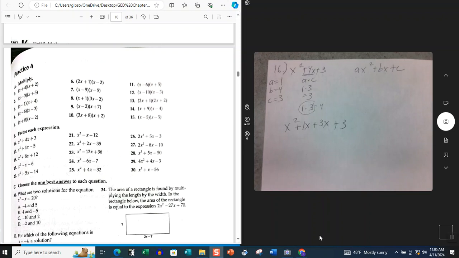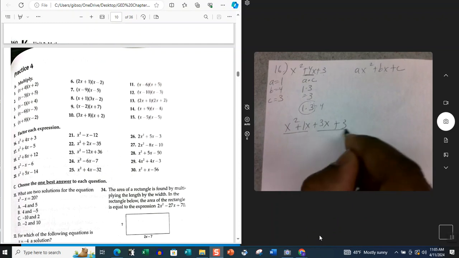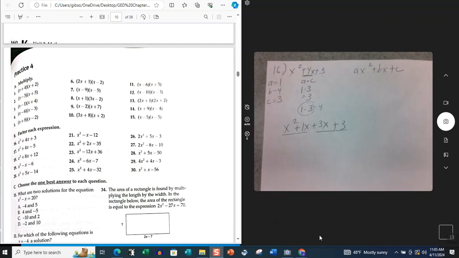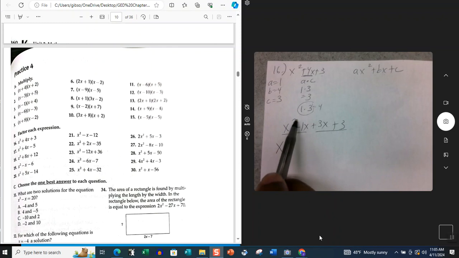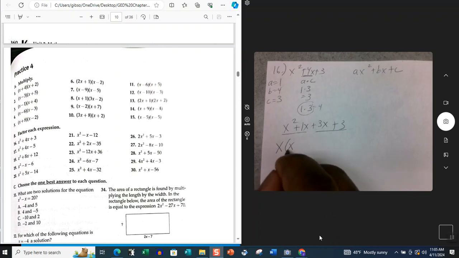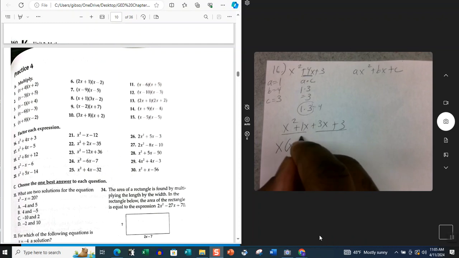Now, step 7. You will group the first two values and group the second two values and factor. So here with x squared and 1x, both of these have x in common. So you would take x squared divided by x, which will give you x. 1x divided by x, which will give you 1.